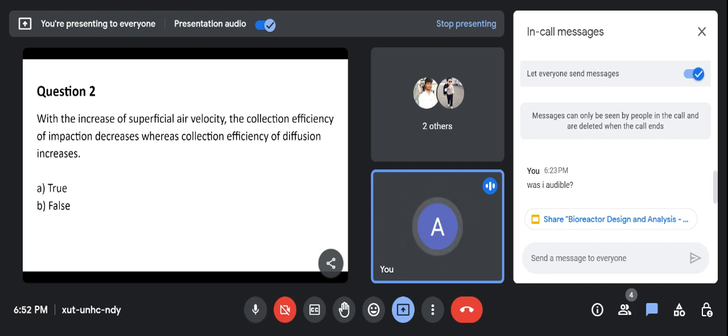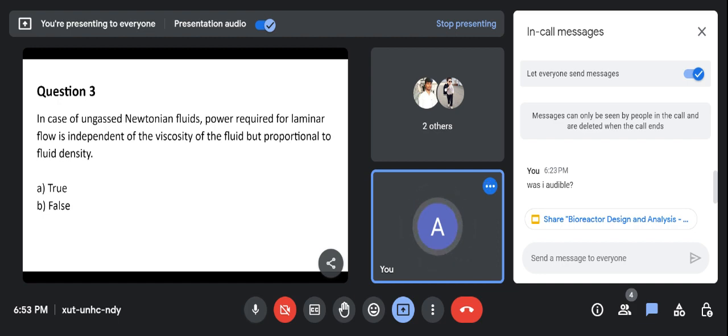Alright. The answer to this is that it's false. This statement is not true. The true statement would be: when you increase the superficial air velocity, the collection efficiency of impaction is what is being increased, while the collection efficiency of diffusion decreases. Alright. So let's move on to question number 3.